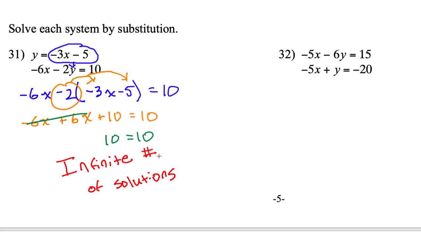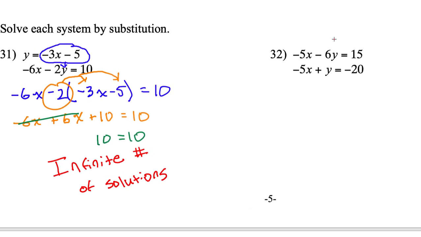32 is also asked for using substitution. Okay, so now we are at a harder part because we have not isolated one of these variables. So I first need to isolate one of these variables. I can either choose one of these four. I can isolate for that x, that y, that x, or that y. I'm going to choose the easiest one, that y right there, because it doesn't have any coefficients, so I won't have to divide anything after I add the 5x.